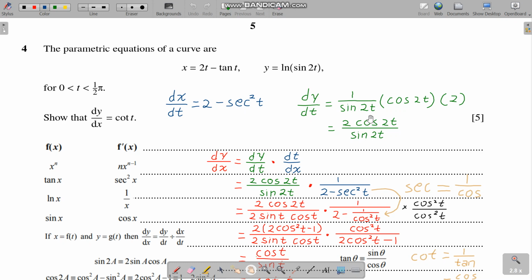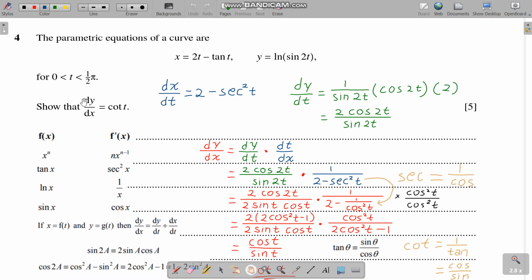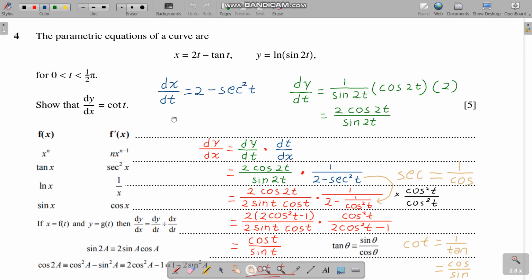This question is about differentiation. The parametric equations of a curve are given, and we need to find dy/dx. Show that dy/dx equals cotangent t. So the first step is to find dx/dt and dy/dt.